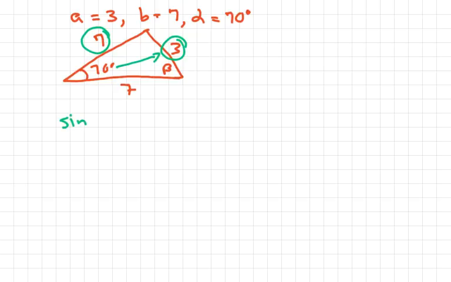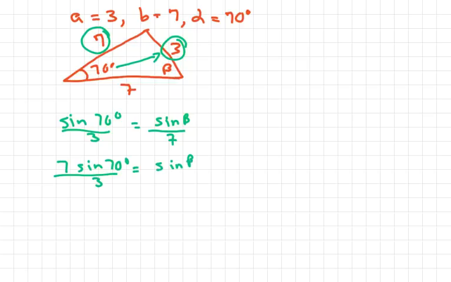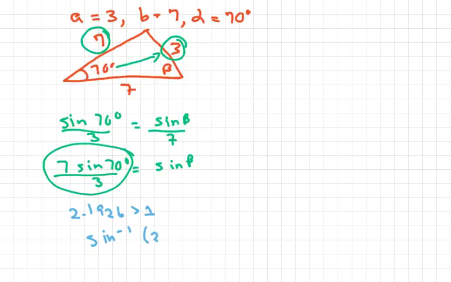We have sine of 70 over 3 equals sine of beta over 7. So we get 7 sine of 70 over 3 equals sine of beta. Now, when you do this in the calculator, you're going to get 2.1926, which is bigger than 1. So that means no solution. Or again, you could do inverse sine of 2.1926 and you would get an error message. So that means no solution.